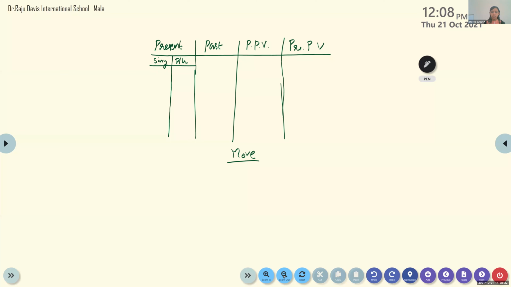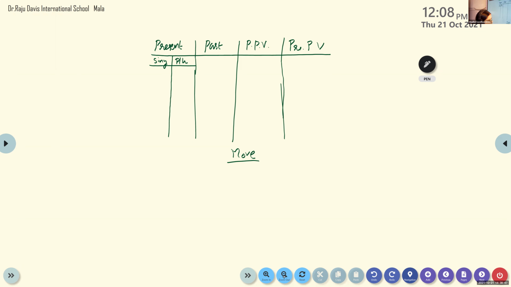Simple present. Isha? Present tense. Yes, ma'am. What is it? Move. I have a few columns here: singular and plural under present tense, past, past participle and present participle. If you are going to include this move in present, tell me under singular or plural. It's under singular. There is a problem, Isha.